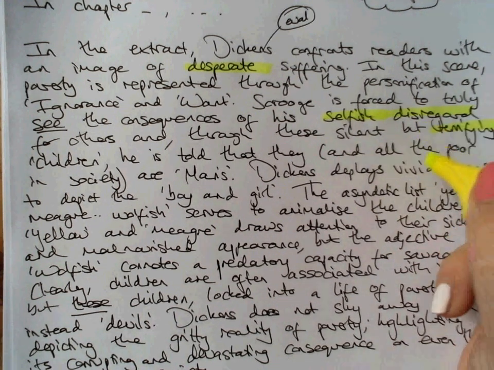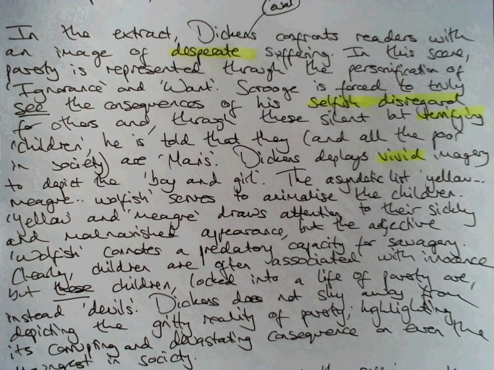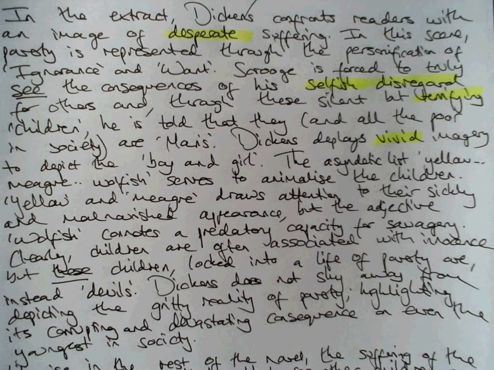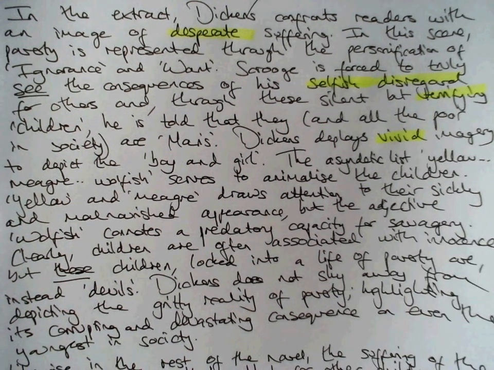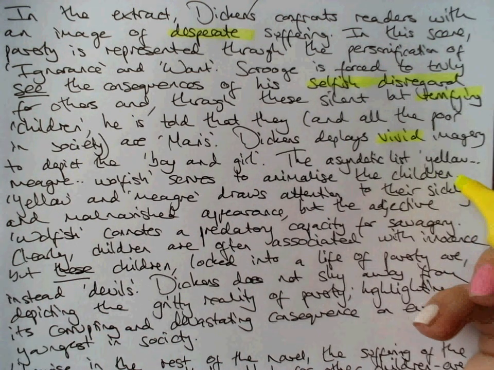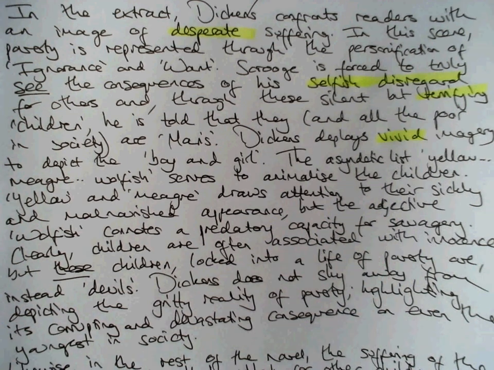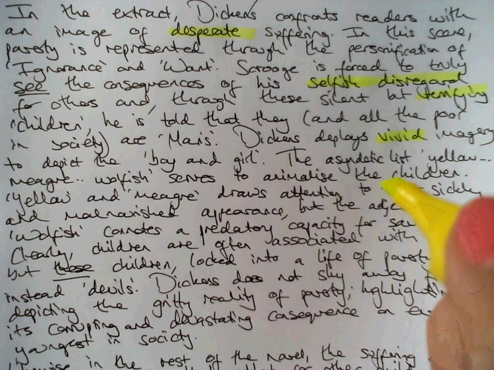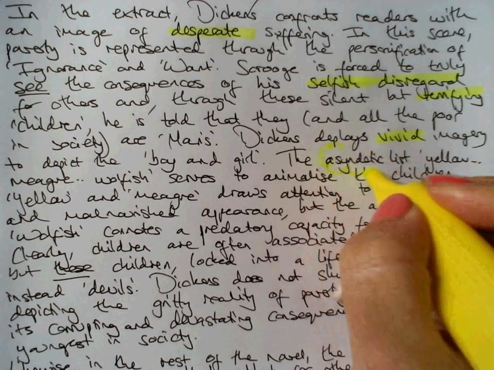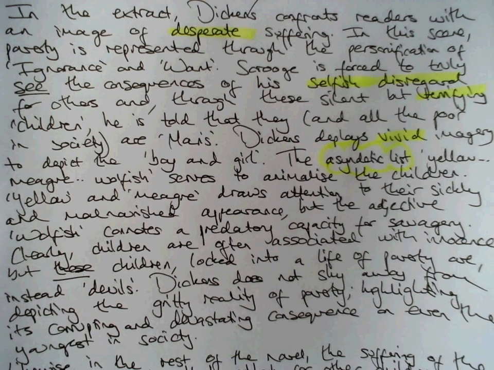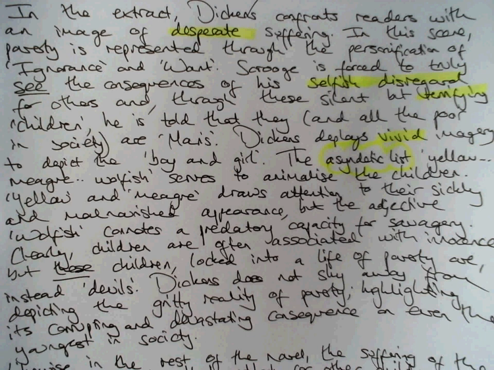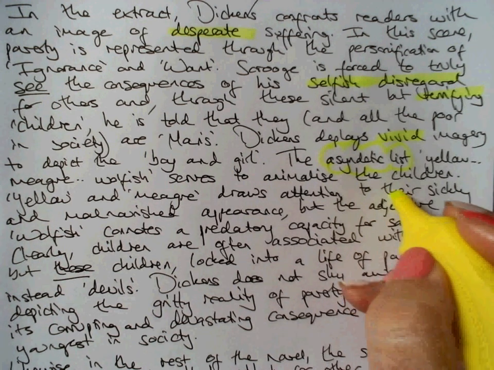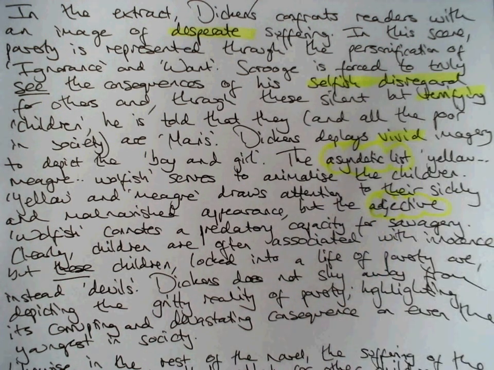Dickens deploys vivid imagery to depict the boy and girl. The asyndetic list, yellow, meagre, wolfish, serves to animalise the children. Yellow and meagre draws attention to the sickly and malnourished appearance, but the adjective wolfish connotes a predatory capacity for savagery. So hopefully you can see here, as well as the evaluation, what I am making sure I bring in is the writer's methods. So an asyndetic list is simply one that uses commas rather than conjunctions. And then I'm also focusing on a specific adjective here, wolfish, and what that connotes to us.